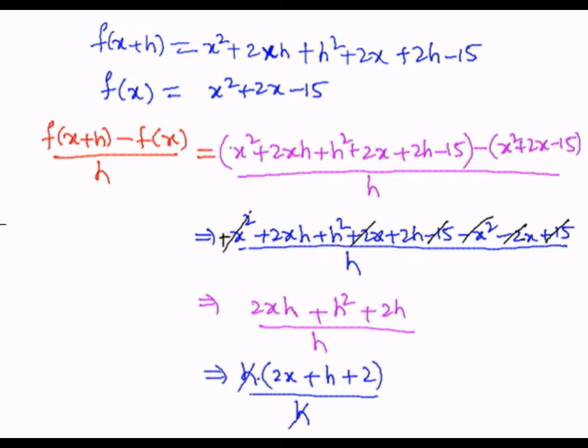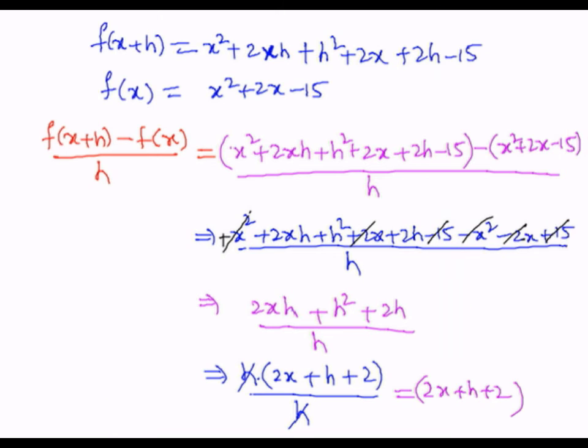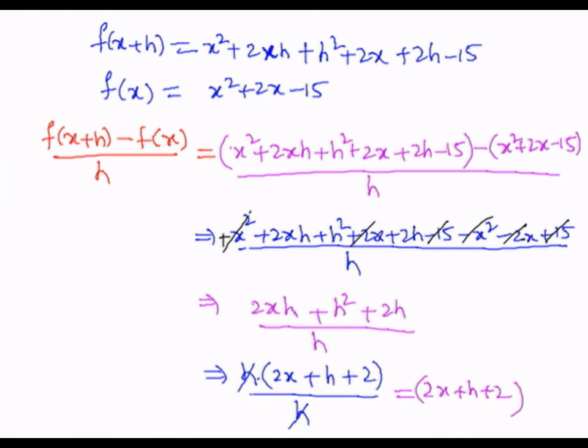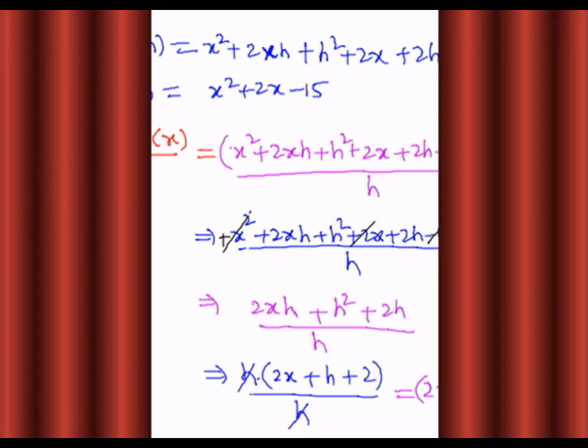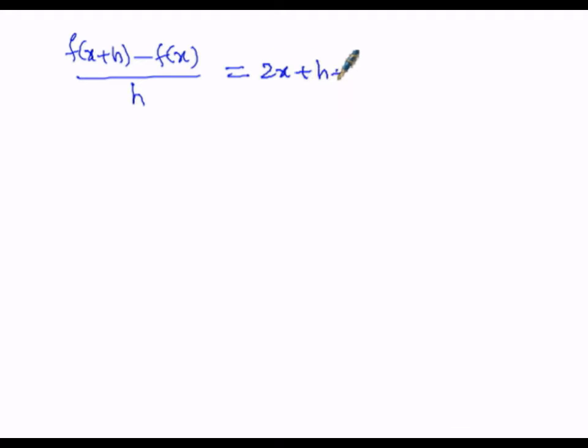Therefore, that equals 2x plus h plus 2, which is the value of f of x plus h minus f of x, overall divided by h. So in this manner we got f of x plus h minus f of x overall divided by h equals 2x plus h plus 2. So here this is the solution.